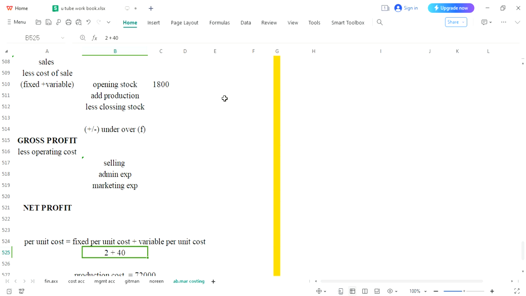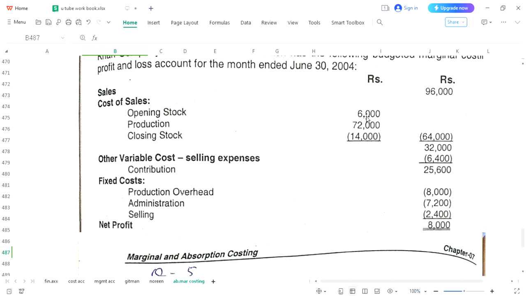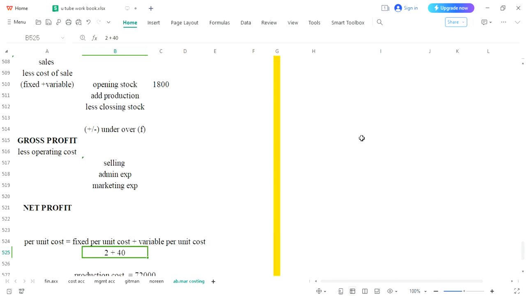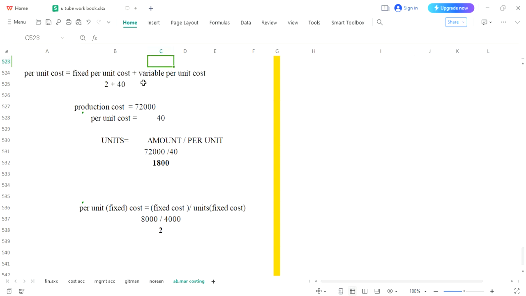So what will happen? We have opening stock over here, which was 6,000, and production was 72,000. There are two costs we have calculated. One was per unit cost according to marginal costing, and we have calculated another per unit cost, which is 42.